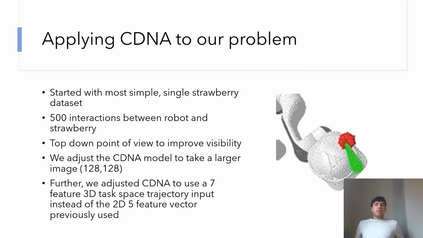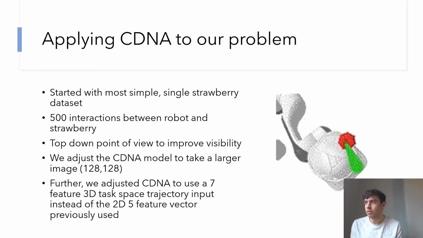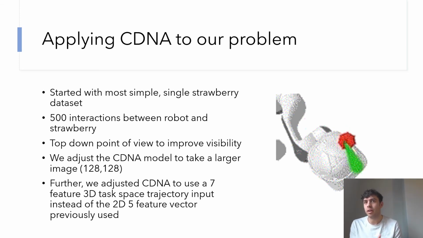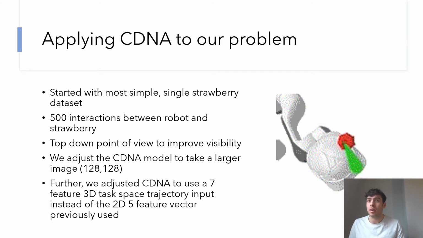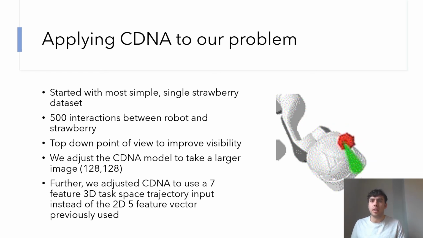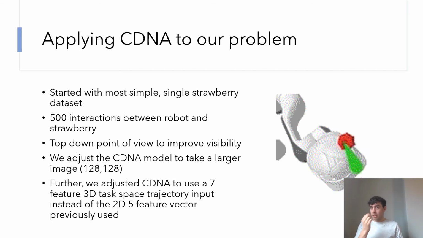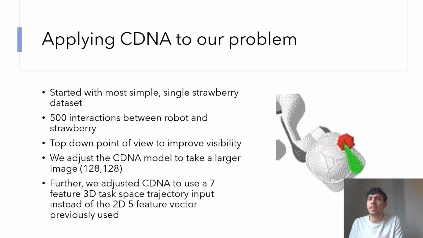So then applying CDNA to our problem. Chelsea Finn et al. collected 150,000 samples for their data set, but obviously that's impractical for us, and we're looking at using very, very minimal data because obviously working with natural objects is quite expensive. So we collected 500 interactions between the robot and the strawberry. And to keep it as simple as possible, just to see the performance, we just collected with 1 single strawberry, and we can always move up if it works.